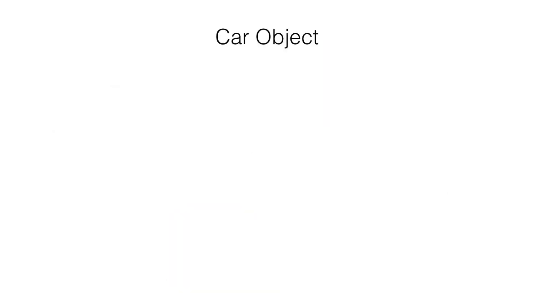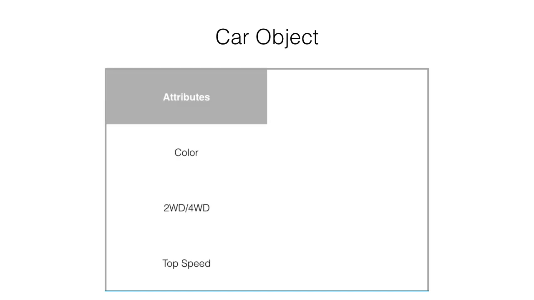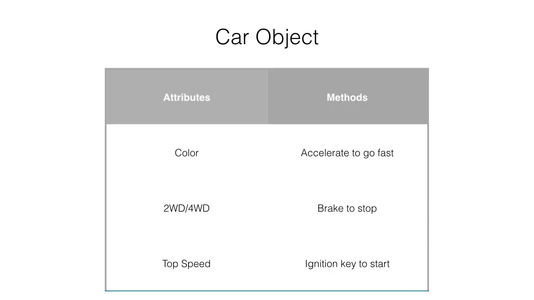Now, let's take an object. For example, let's take a car. A car has some attributes using which you describe it, like its color, whether it's a two-wheel or a four-wheel drive, its top speed, etc. Then the car also has behavior. So pressing the accelerator makes it go fast. Pressing the brake makes it stop. Turning the ignition key starts it, etc. So each object is comprised of attributes and behaviors.